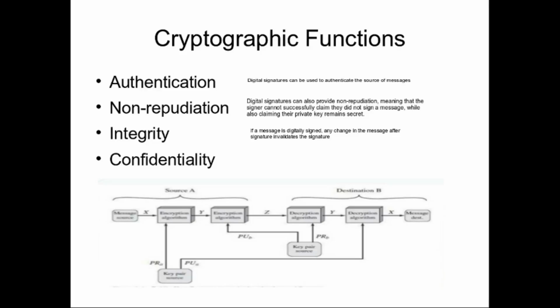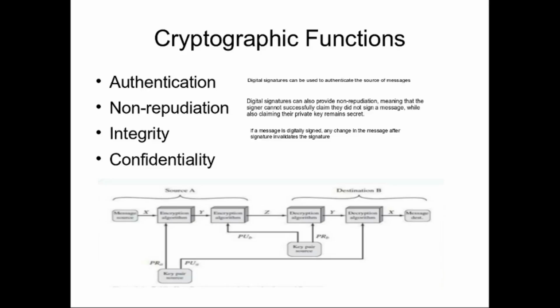Now, integrity of the message. If the message is digitally signed, any change in the message after signing invalidates the signature. What is a signature? Basically you can say I am Alice or something, or you can put the hash digest of the whole message, and encrypt that with your own private key. That serves both purposes.